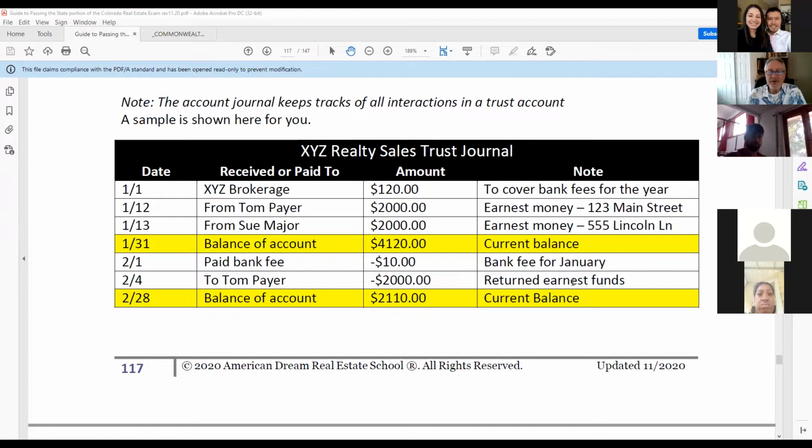Everything's going well for Sue, so those funds remain in there. So at the end of the month, what's in there? $2,110. It's reconciled every month. Okay, is that making sense? Anybody have any questions on this part of it? Is this making sense? Yeah, yeah, okay.